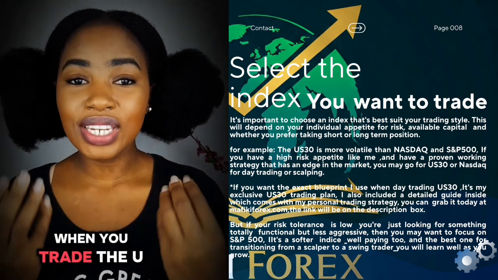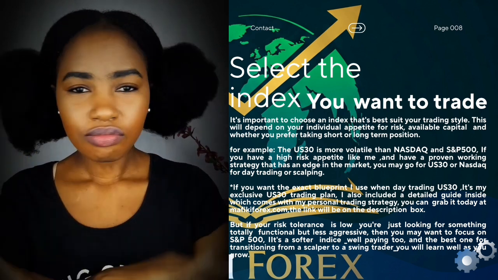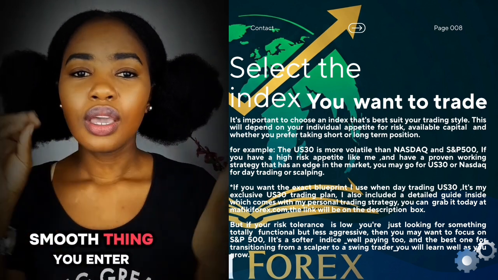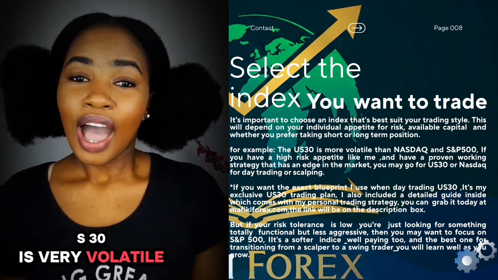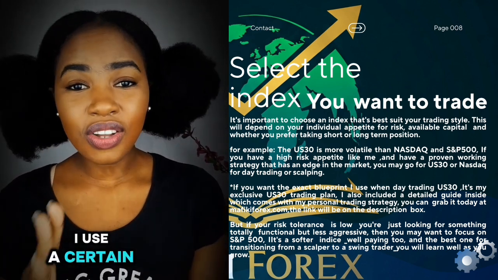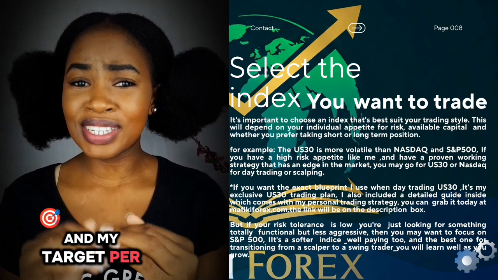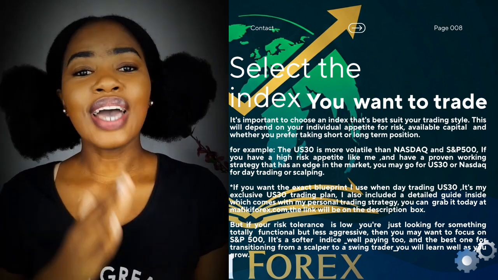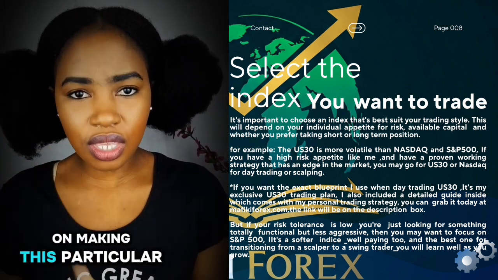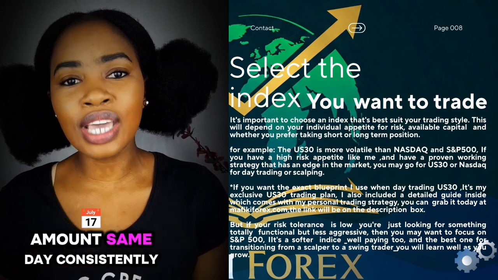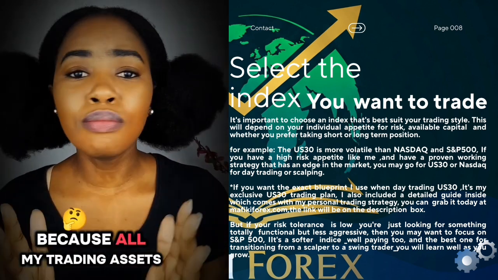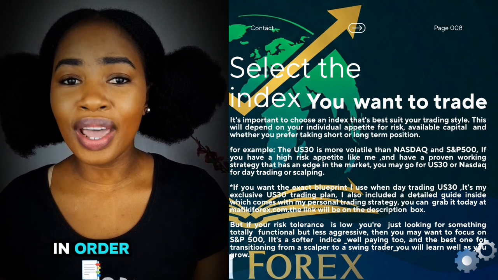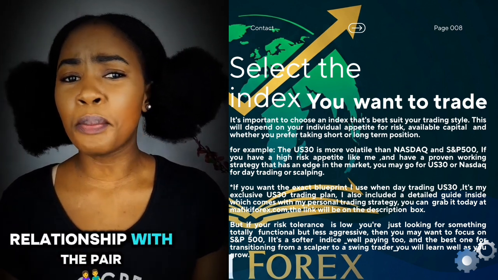When you trade the US30, it's a smooth thing. You enter now, you make money now, and US30 is very volatile. I know that if I use a certain lot size, my targets per day will be this much, and I can aim on making this particular amount same day consistently, because all my trading assets are in order. I have developed a relationship with the pair.